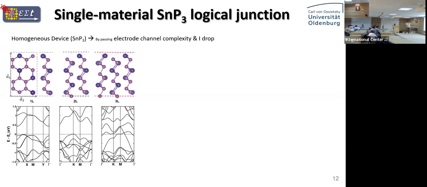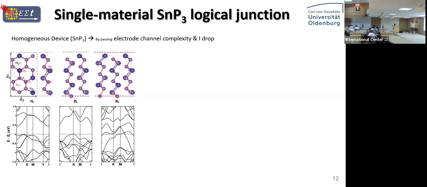So the first step is to reproduce what we have seen previously, which is essentially that the monolayer is a semiconductor, the bilayer is also a semiconductor, and the trilayer is metal. That's what we need. Okay, so next step.